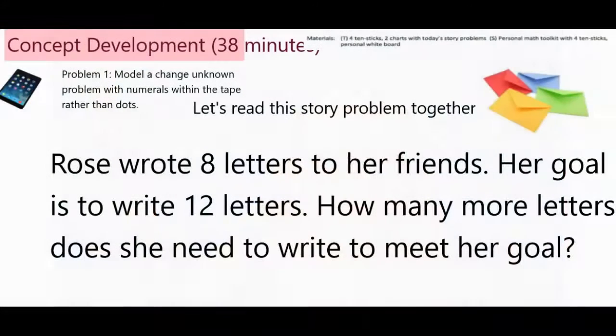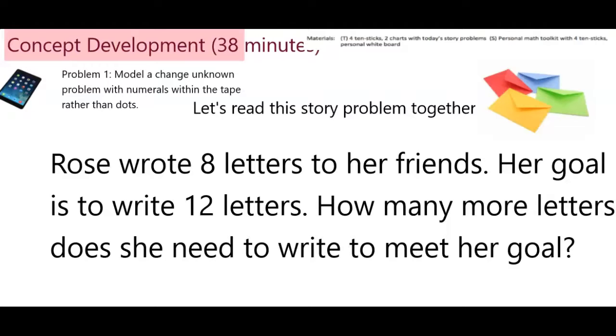and I will pull up our first question. Okay, so let's read this together, okay? Rose wrote 8 letters to her friends. How many letters did Rose write? 8.